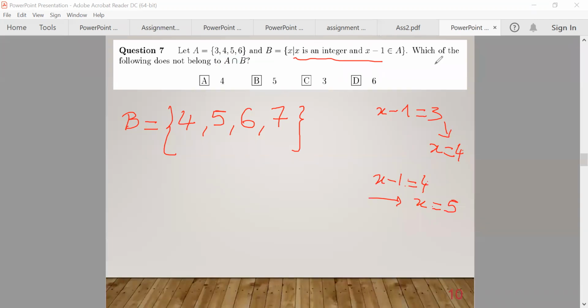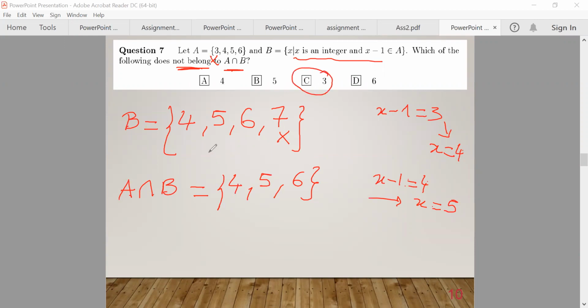What is the question? Which of the following does not belong to the intersection? What is the intersection? So 4 is in the intersection. 5 is in the intersection. And 6 is in the intersection. 7 is not in the intersection. And 3 is not in the intersection. So here, from the proposed solutions, only 3 is not in the intersection. Good luck for the midterm.